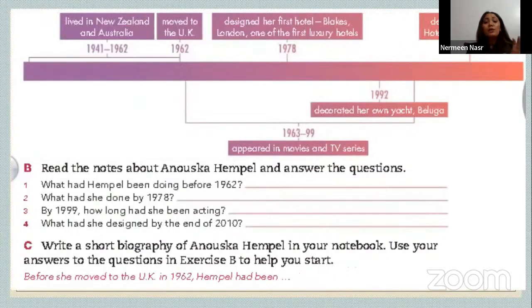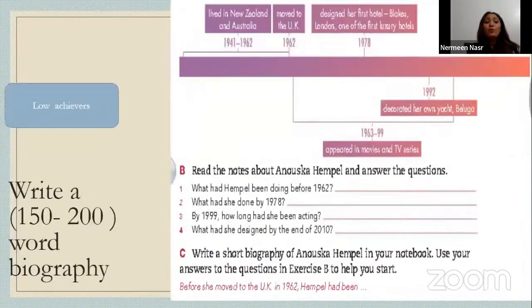Now, what can I do, or how can I differentiate here? Number one, for the average students, I'm going to give them the task as it is. Now, as for the low achievers, I'm going to ask them to write a paragraph or a biography that varies from 150 till 200 words.